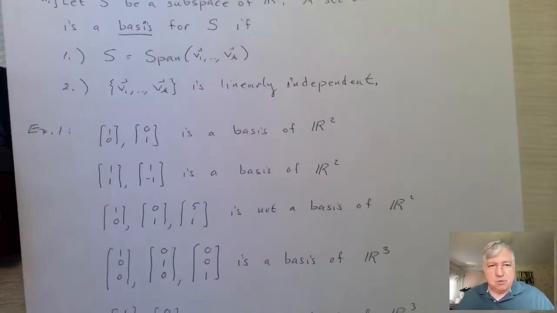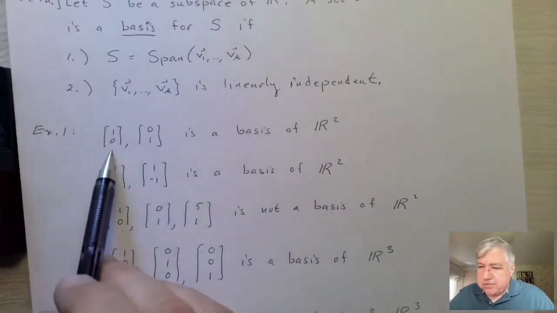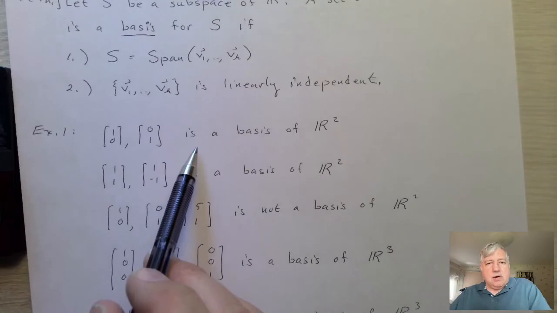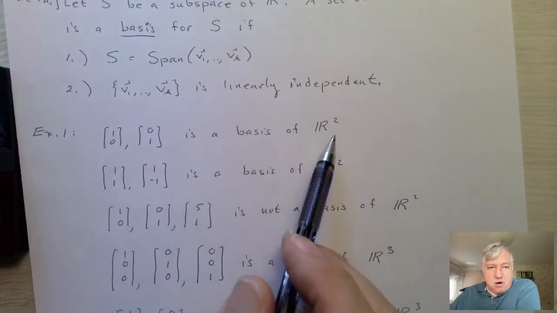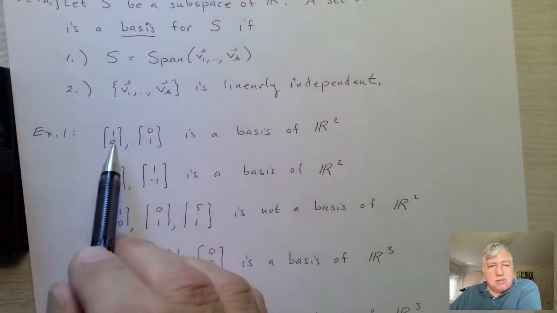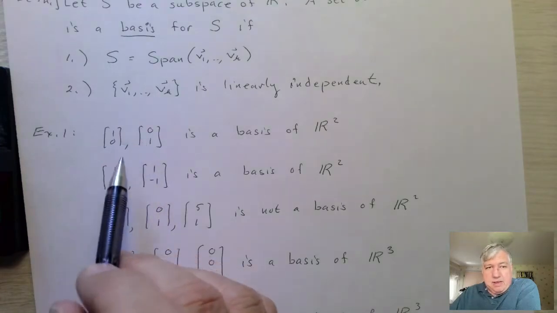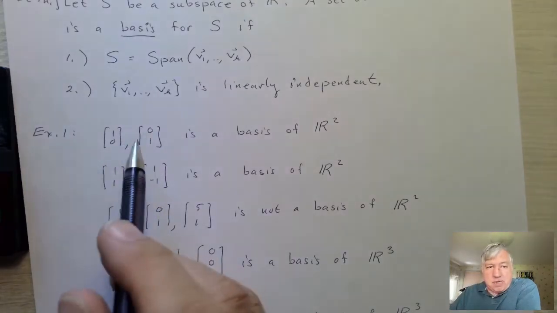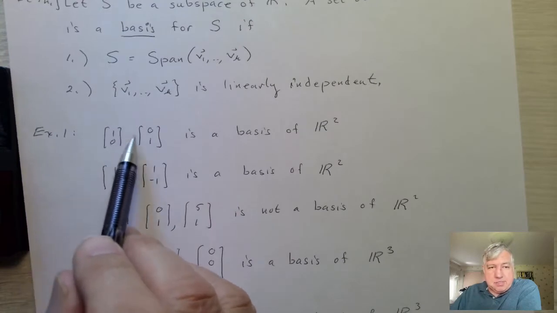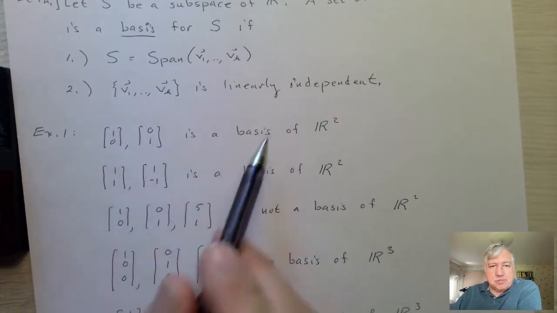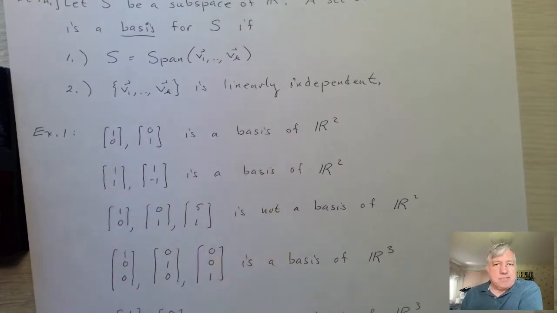So for example, we know that the vectors (1, 0) and (0, 1) are a basis for R2. These are clearly linearly independent. They're not multiples of each other, and any ordered pair (x, y) can be written as x times this plus y times this. So it's a basis. It's actually called the standard basis of R2.